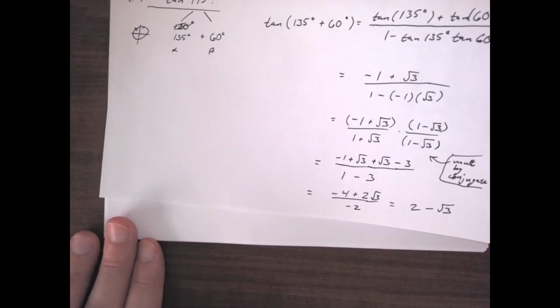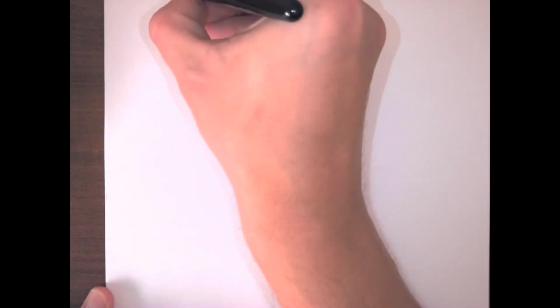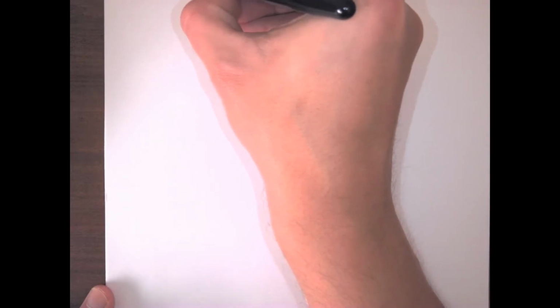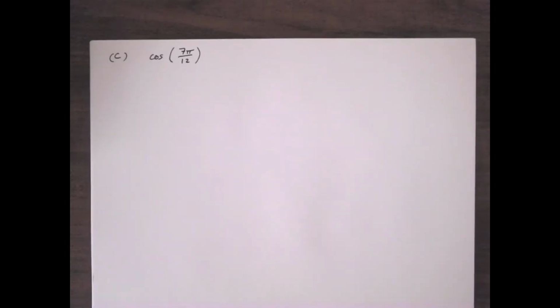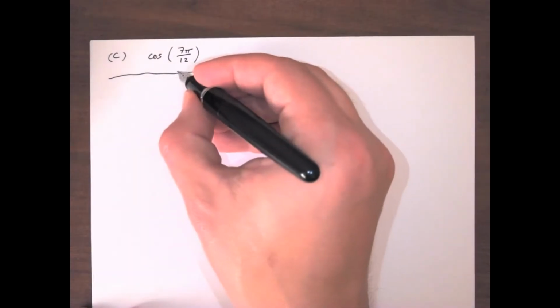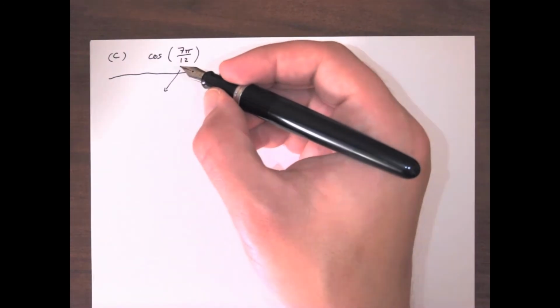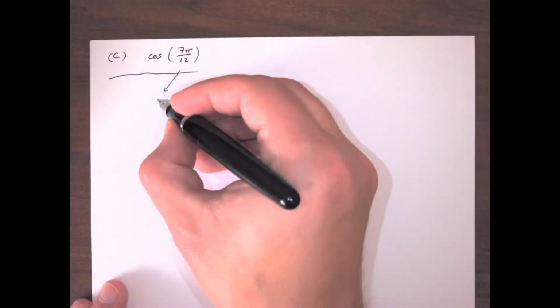Okay, now let's try one that involves radians. So how about we try the cosine of 7 pi over 12. Alright, so we've got a cosine now, and it's 7 pi over 12. Now 7 pi over 12, the easiest thing here, frankly, is to turn it into degrees.